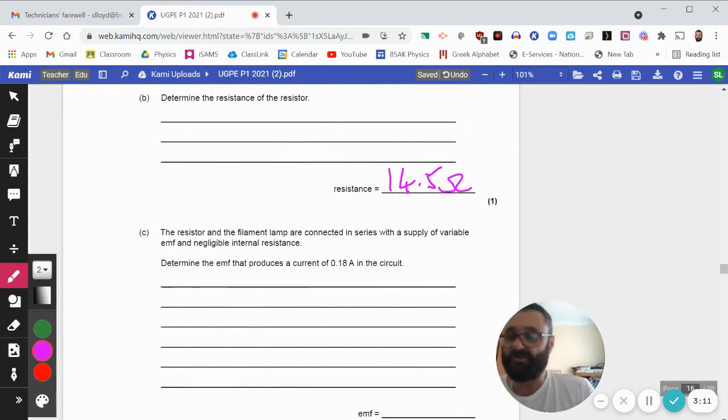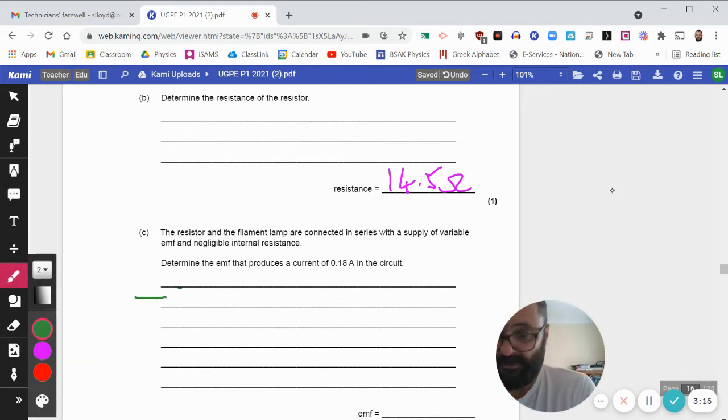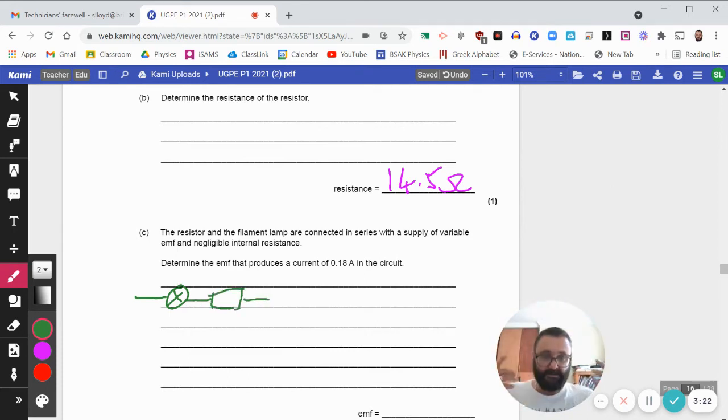Right, the resistor and the filament bulb are connected in series. Sketch it. Just do a little sketch. It helps, it might turn a light bulb on immediately. You might think, oh yeah, of course, there's going to be the same current through them. Just little things like that. Just a quick sketch, I think, makes all the difference.